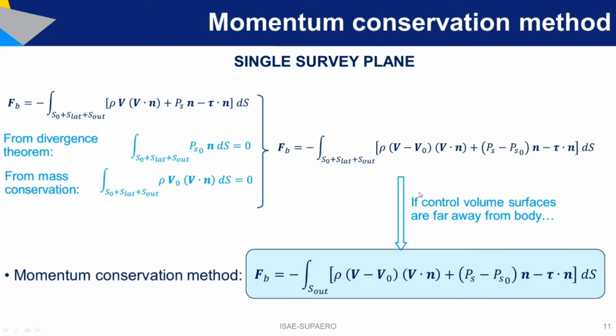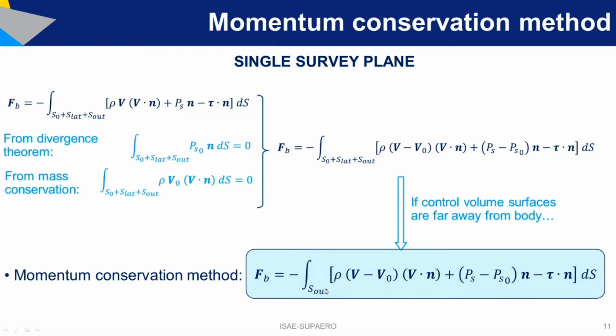And that's the idea. Basically, by introducing this equation, I obtain this expression here that remains exact. It has the same degree of validity as this. The only assumption that we are introducing with this method, the single survey plane, is that we are considering that the control volume surfaces are far away from the body, except the outlet surface that's close to the body. And then by doing so, I can compute the forces acting upon the body only by integrating this momentum conservation equation, or variation of the momentum conservation equation, on the outlet surface uniquely.